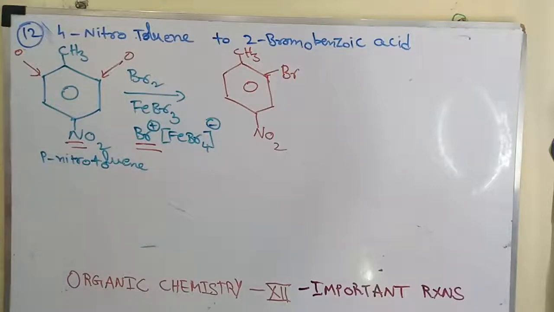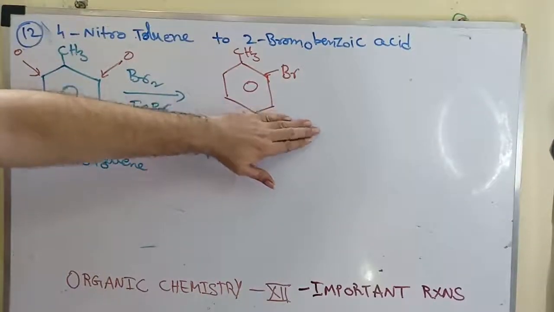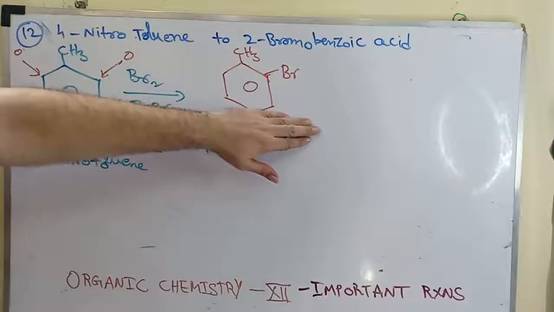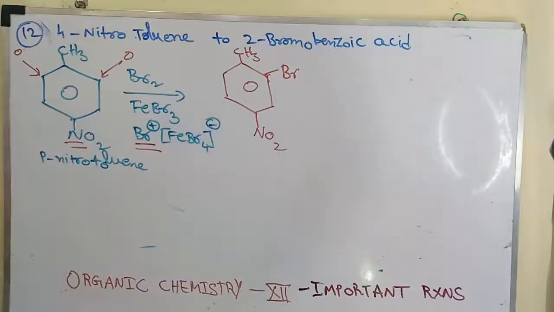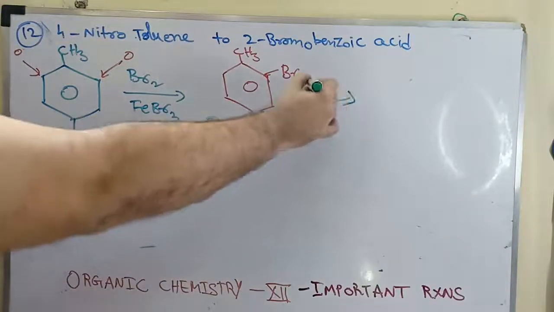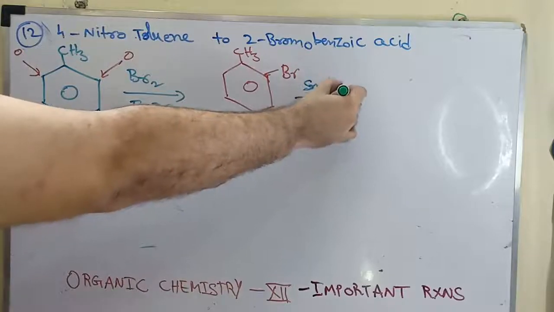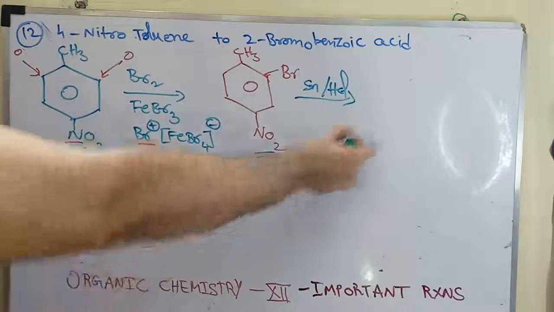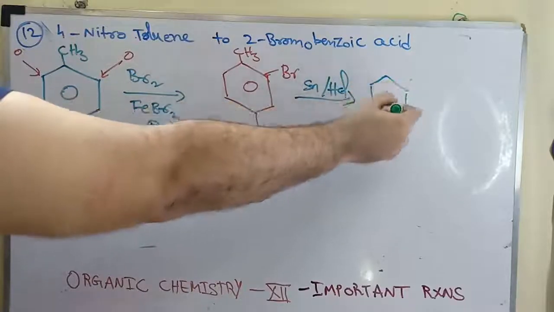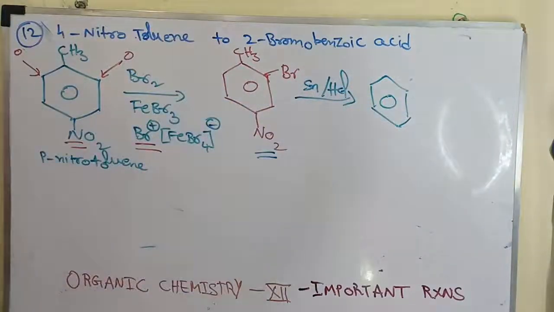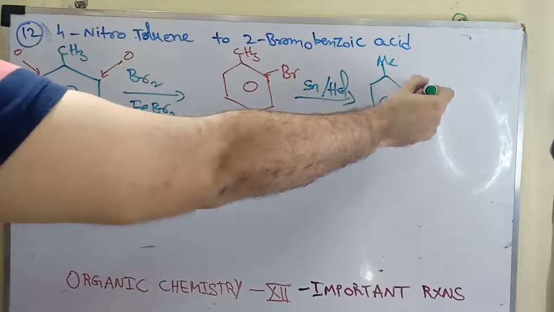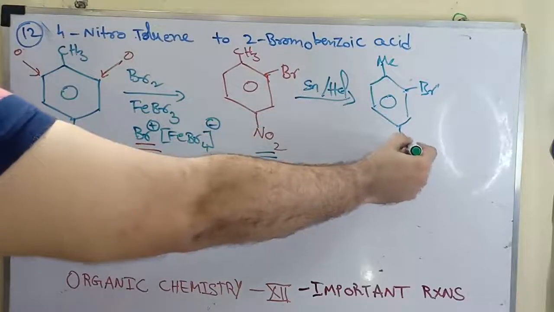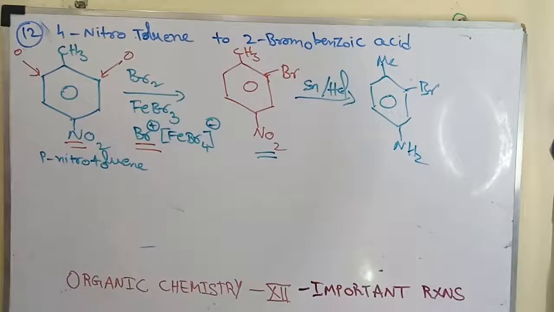And after this, if I oxidize the CH3, I'll get 2-bromobenzoic acid. So my idea is to remove this NO2 group. For that, I first treat with tin and HCl, where I convert this NO2 to NH2. Tin HCl is a good reducing agent. So this is Me, this is Br, and this is converted into NH2.